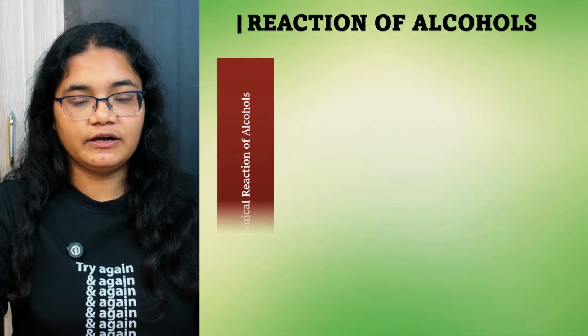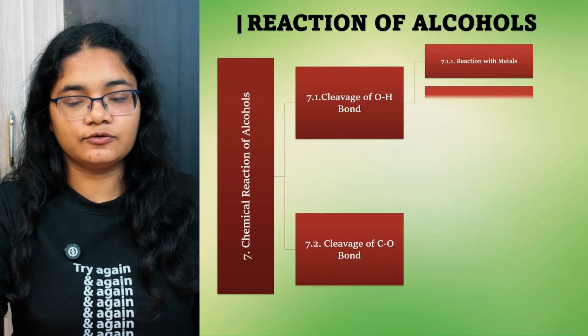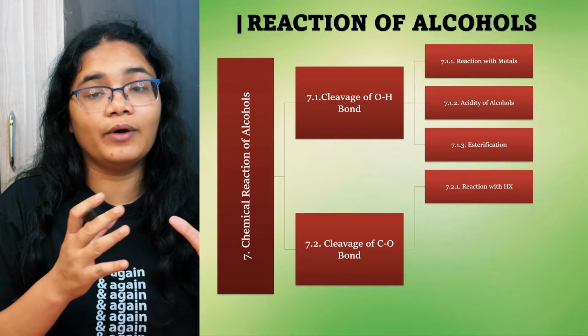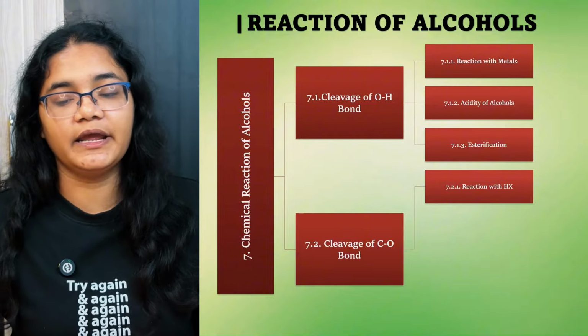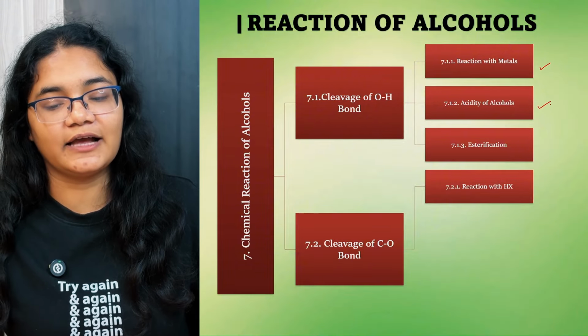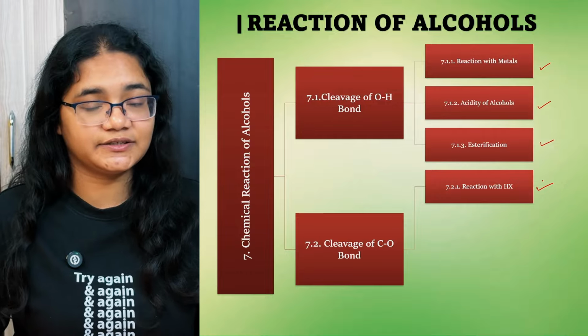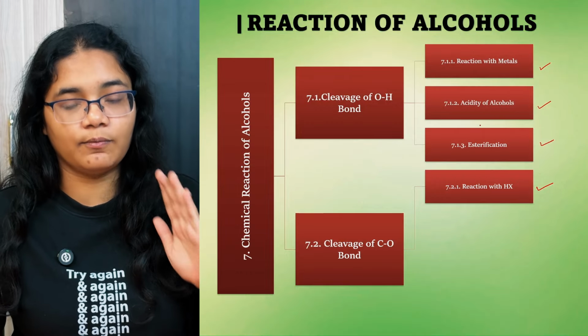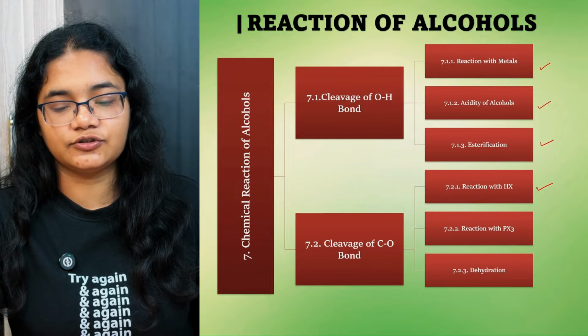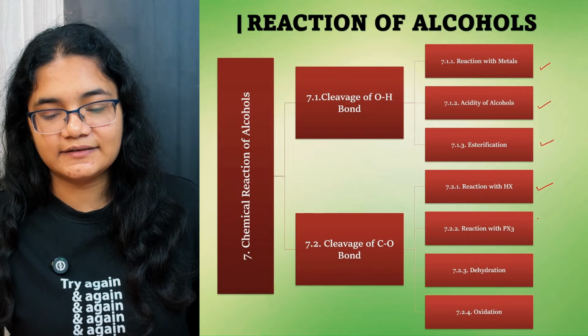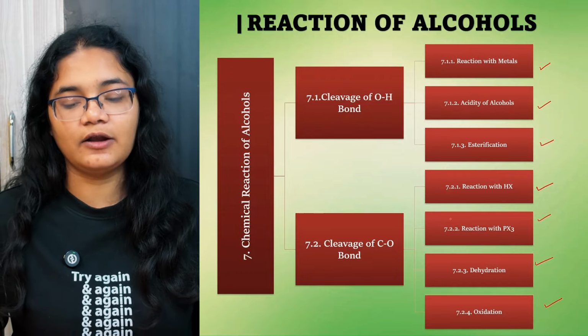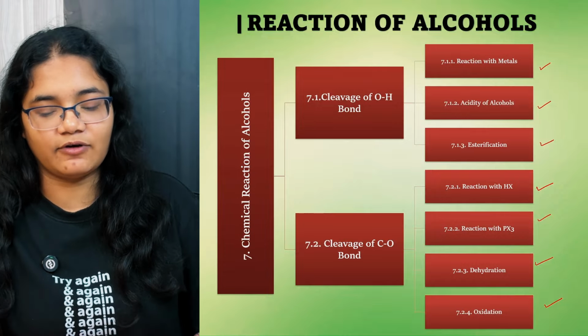Now we'll talk about the reactions of alcohol. First, as we have cleavage of the OH bond, we have reactions with metals, esterification reaction, and reaction with HX. And when there is cleavage of the CO bond, in that case we have reaction with PX3, dehydration reaction and oxidation reaction. So we'll see them one by one.